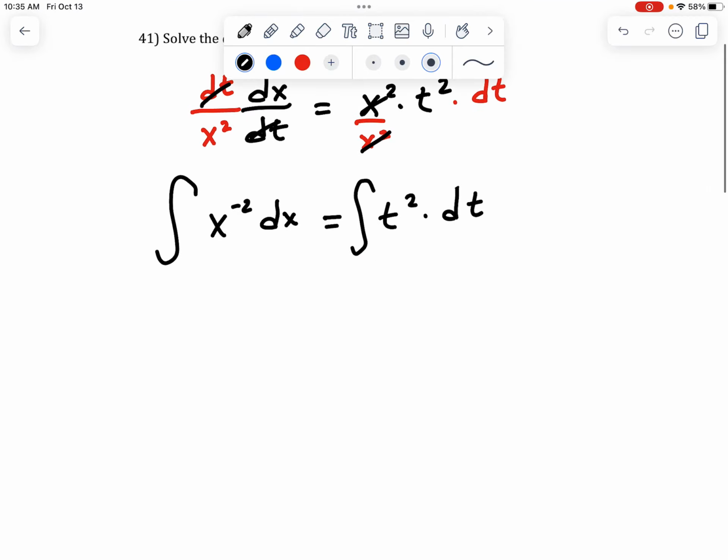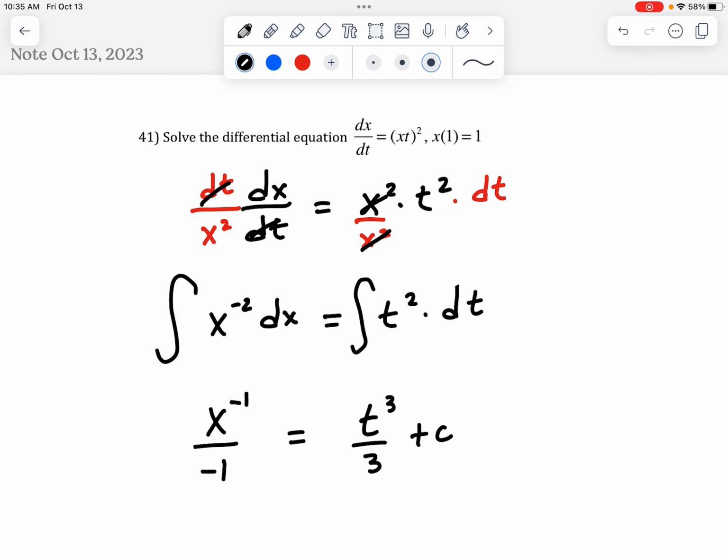So on the left side, add 1 to the exponent. That's going to be x to the negative 1 divided by negative 1. On the right side, it will become t cubed over 3 plus a constant. And there's also this information that when you plug in t equals 1, then x is going to equal 1.